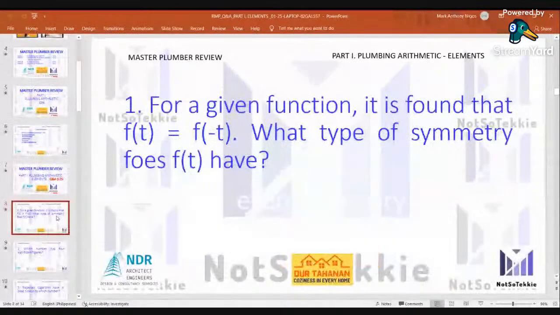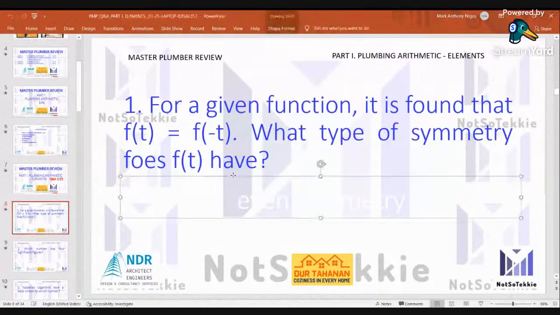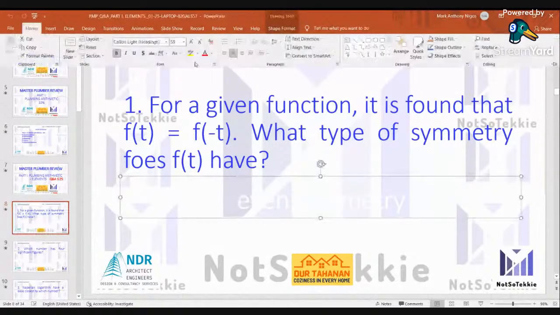Question number 1. For a given function, it's found that f(t) is equal to f(-t). What type of symmetry does f(t) have? The answer is even symmetry.